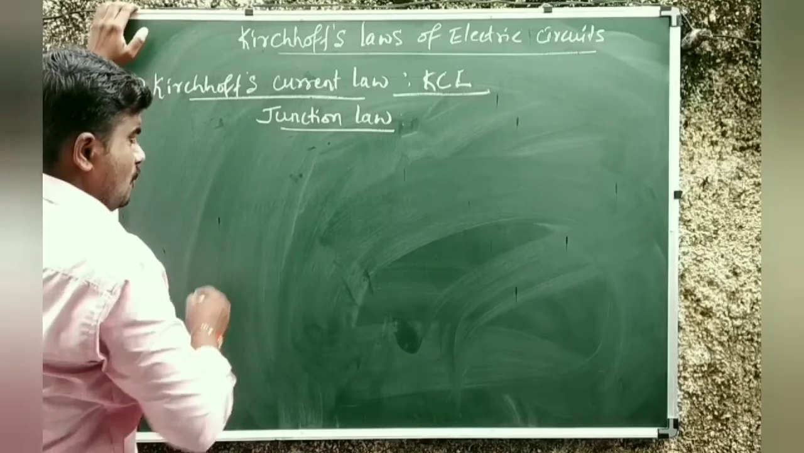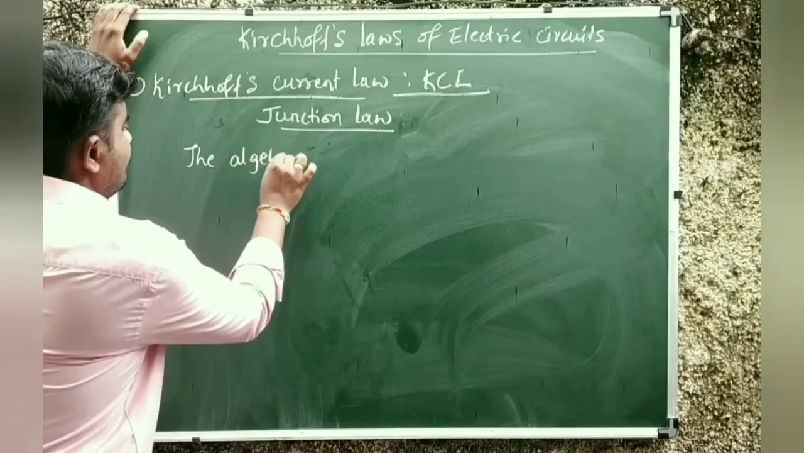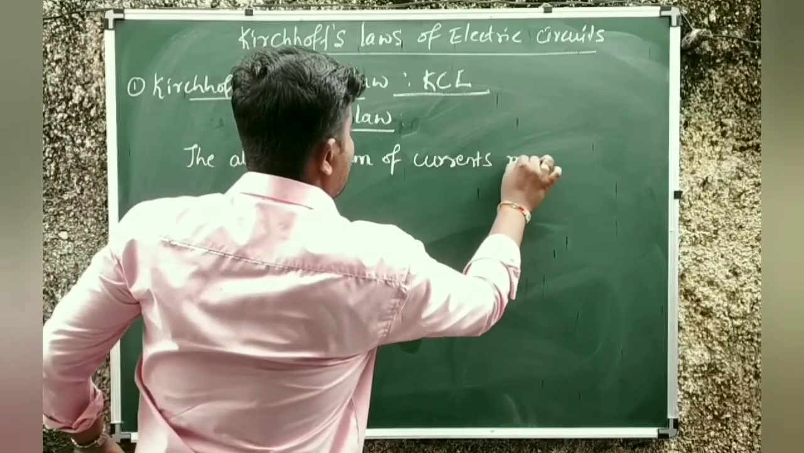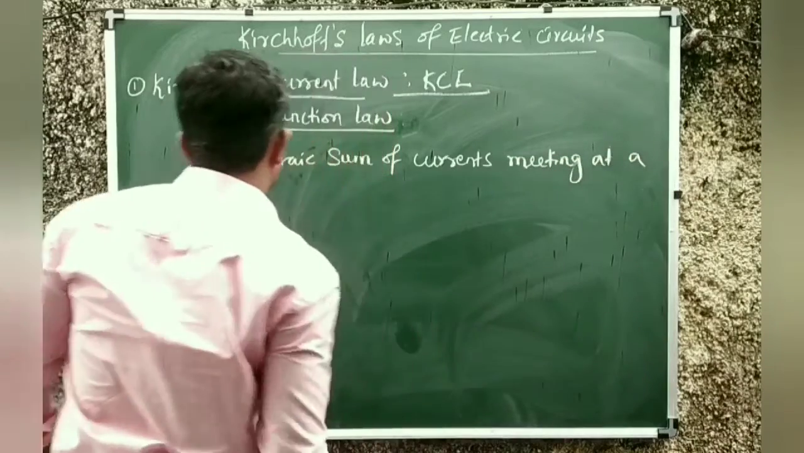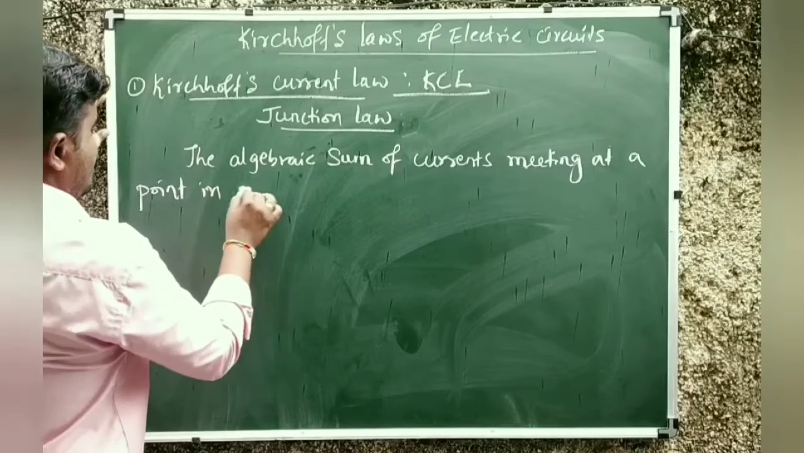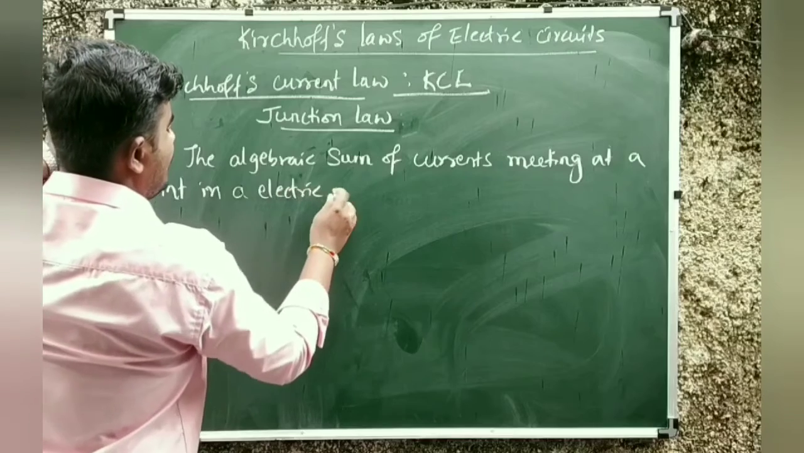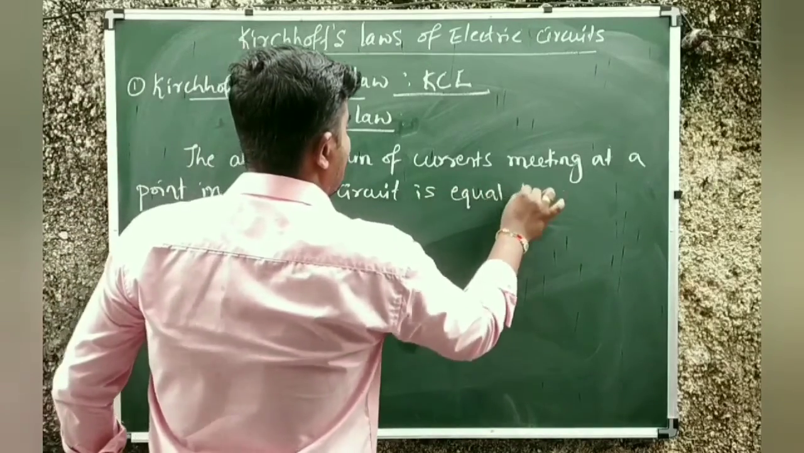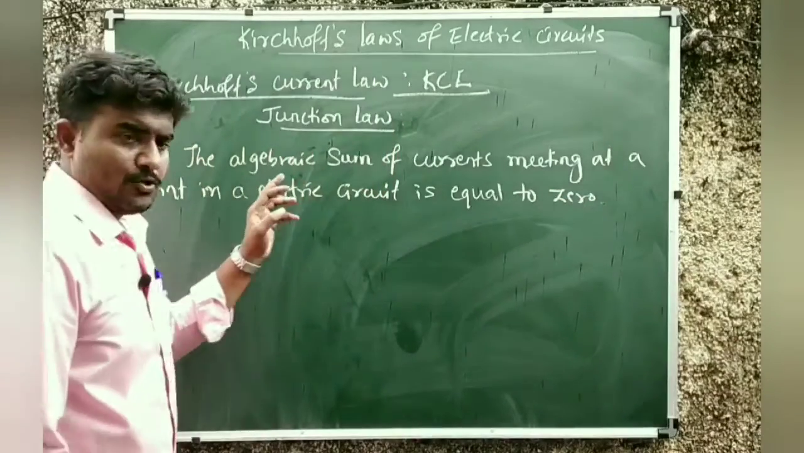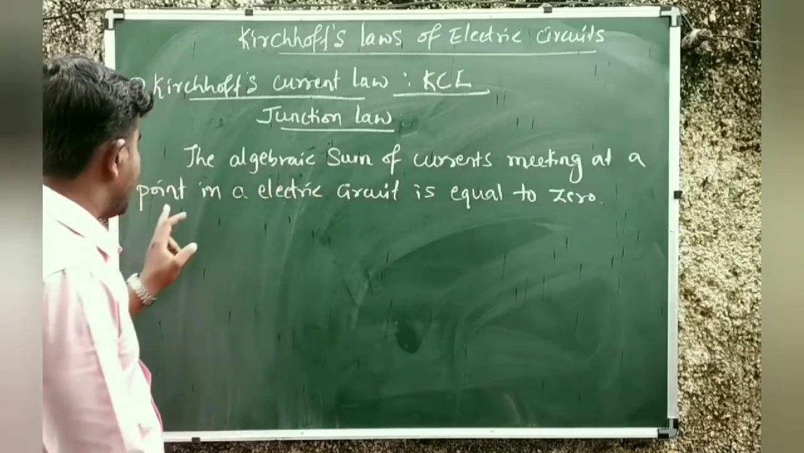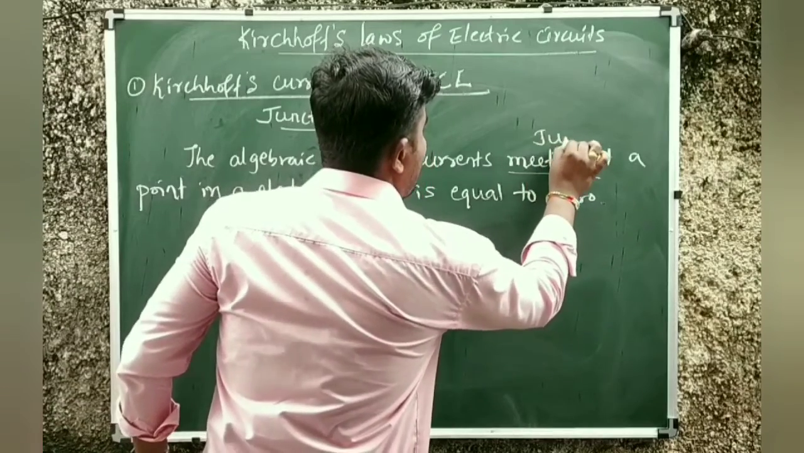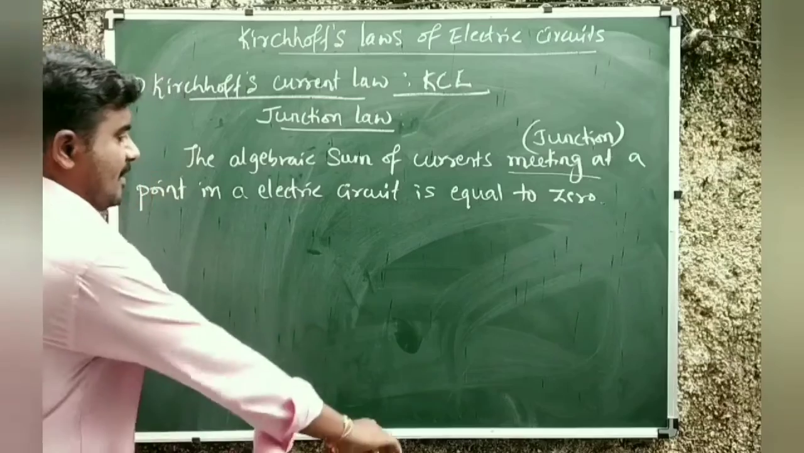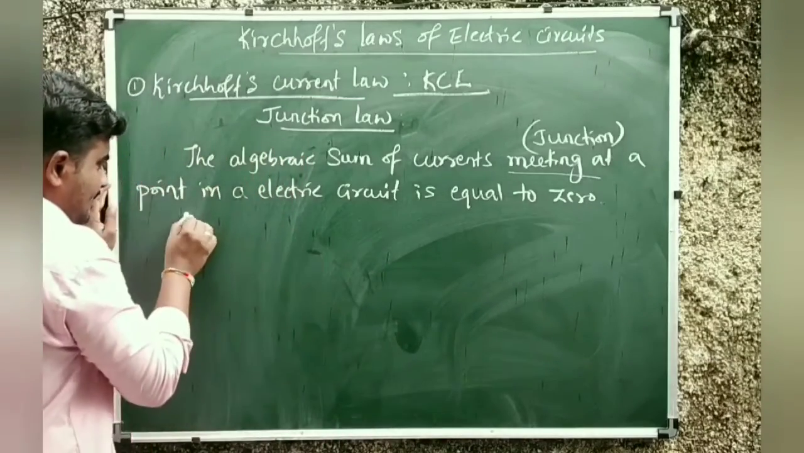According to Kirchhoff's current law, the algebraic sum of currents meeting at a point in an electric circuit is equal to zero. According to this statement, the algebraic sum of currents meeting at a point, that point is called a junction, meeting at a junction in an electric circuit is equal to zero. This is the statement. Let us discuss one illustration.